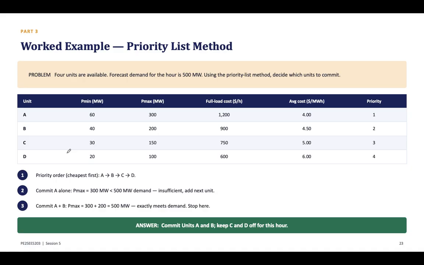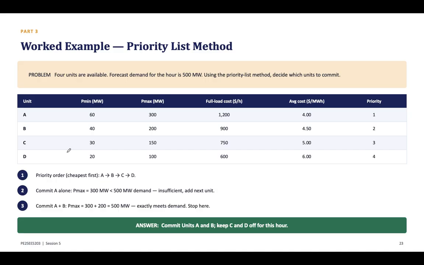We'll have an example for the priority list method. In this worked example, the first task is not to dispatch the units. The first task is to rank them. For every unit, the full load cost is divided by the corresponding maximum output.